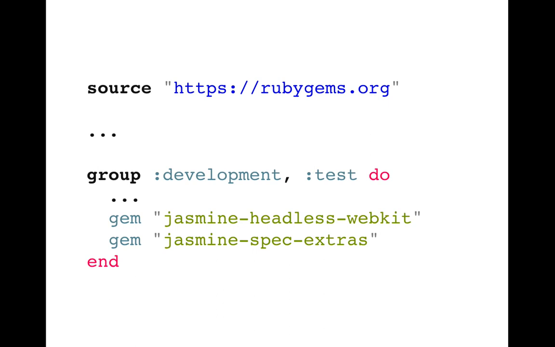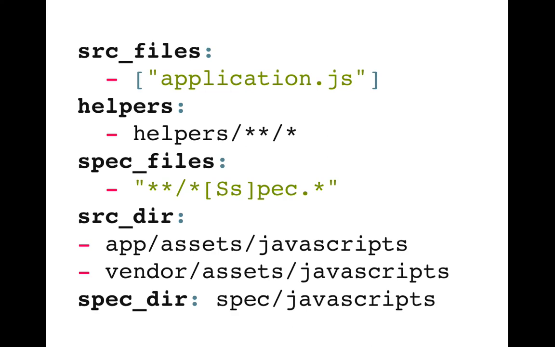Installing Jasmine Headless WebKit in a Rails project, which is what this is: basically, it's a gem, you put it in a Gemfile. Otherwise, you can do it standalone, depending on the type of project you're using. The Jasmine Spec Extras gives you Jasmine jQuery, which gives you a lot of extra utilities for working with jQuery. You give it a simple config file. Basically, you tell it these are the files that you want the sources in, these are the files that the tests are in, these are the helpers, and then here are the various directories where you can find stuff.